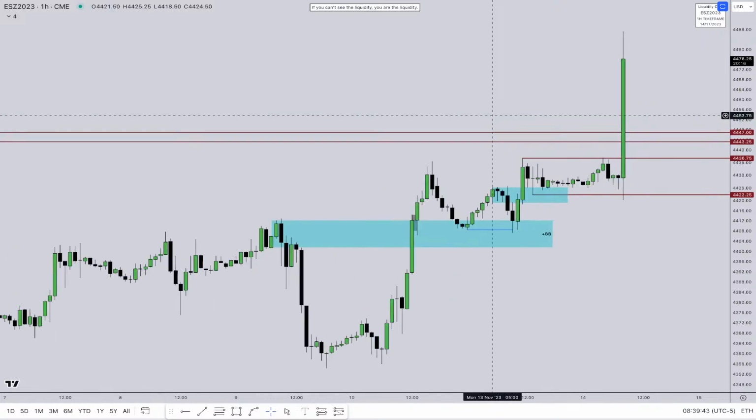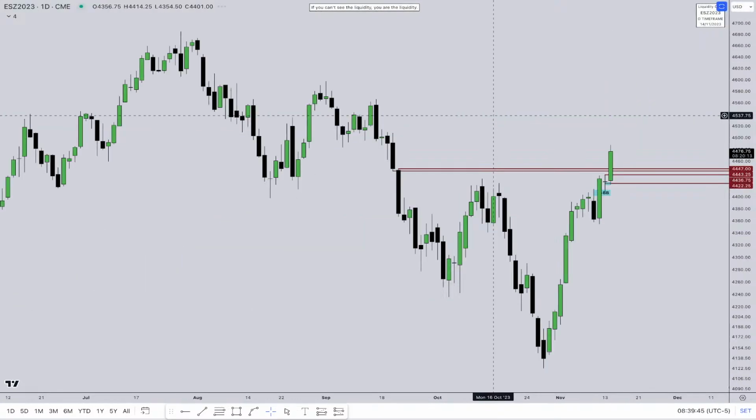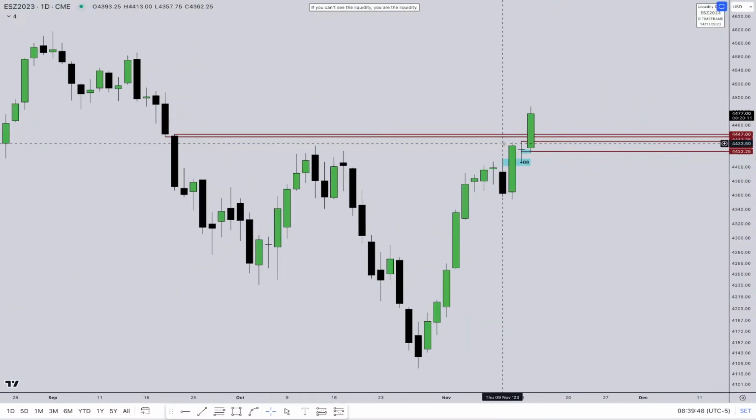Firstly, let's start with the higher time frame. As you can see on the higher time frame, we've reached the buy side liquidity right there. So our higher time frame objectives have been met. When your higher time frame objectives have been met, it is advised that you work inside the intraday charts, and you refrain from expecting large range days.